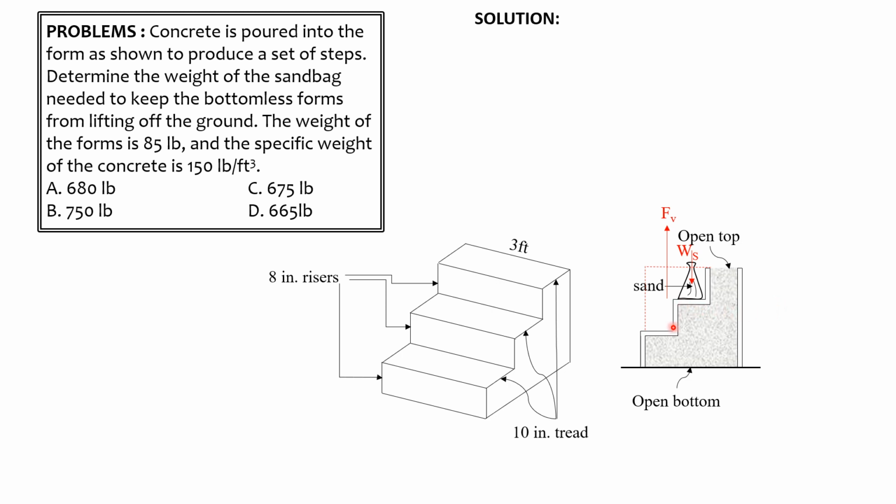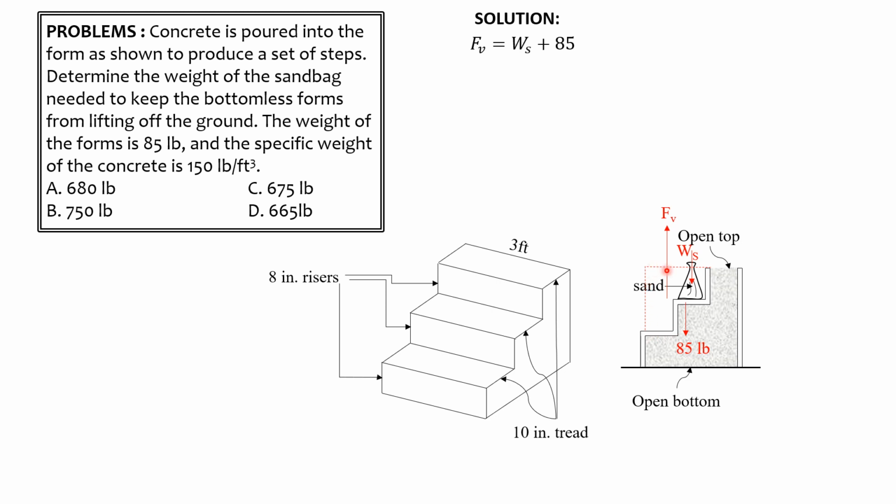Then we have the weight of this form, which is equal to 85 pounds. So summation of forces in Y equals 0. FV equals weight of sandbag plus 85. So that's the working equation. F sub V, upward force, equals downward force, weight of sandbag plus 85. Now to solve for this FV, it is equal to specific weight of concrete, which is 150 pounds per cubic foot, times the volume.